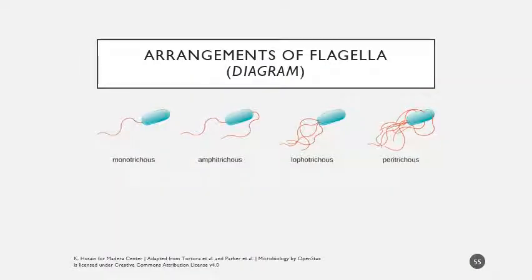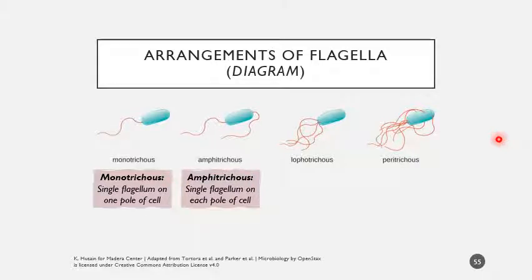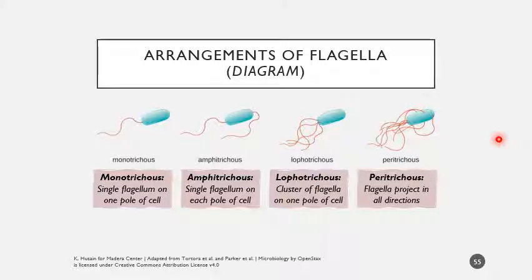So not just whether it can move, but also the arrangement of those flagella really gives us insight into what we're looking at. If the flagella is monotrichous, that means that there is only one single flagellum on one side of the cell. If it's amphitrichous, that means that there is a single flagellum on either side of the cell, each pole. Lophotrichous means that there's a cluster of flagella on one pole of the cell. And peritrichous means that those flagella are sticking out all over the place. They're covering the entire surface of the cell.